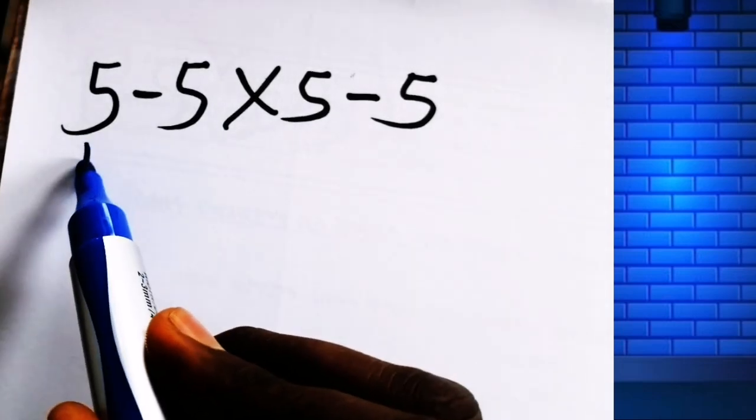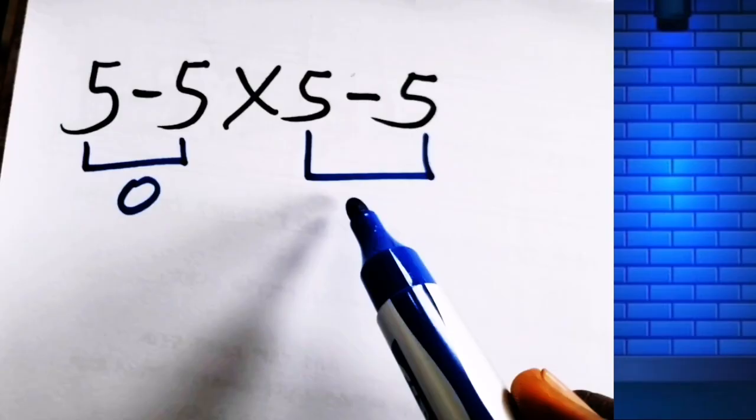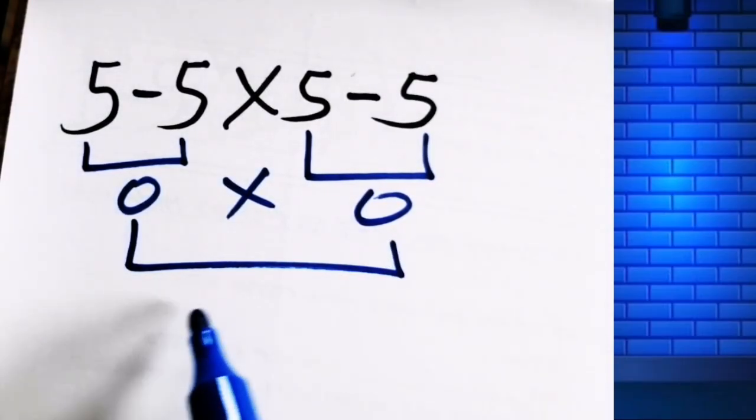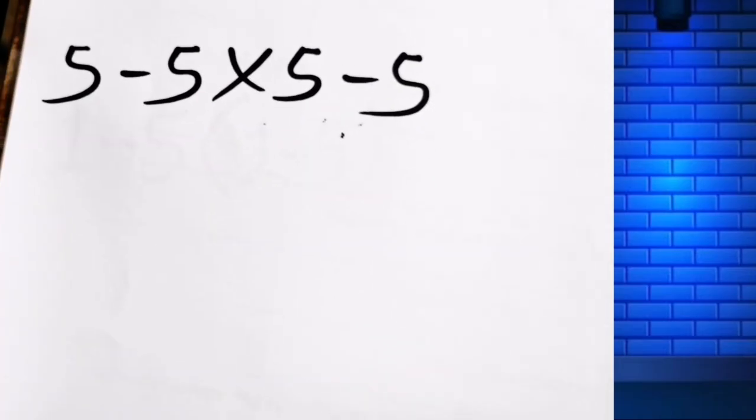5 minus 5 which equals 0. Here is also 5 minus 5 which is 0. Then 0 times 0 which gives us 0. But this answer is not correct.